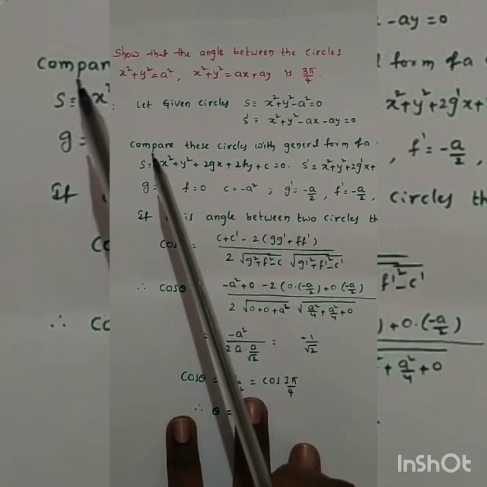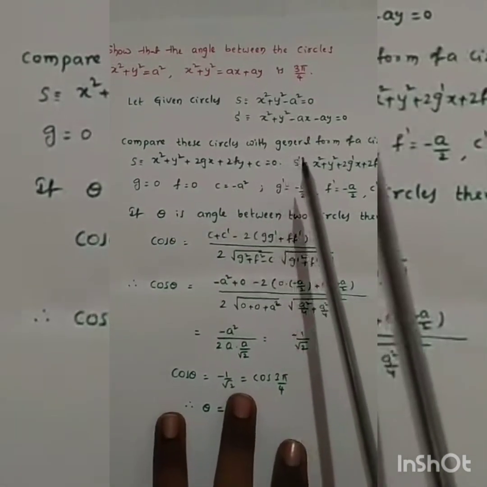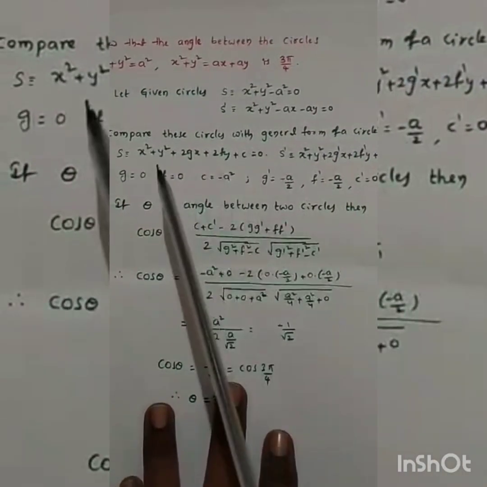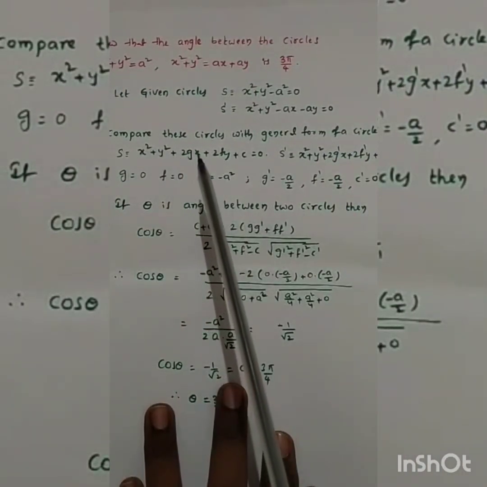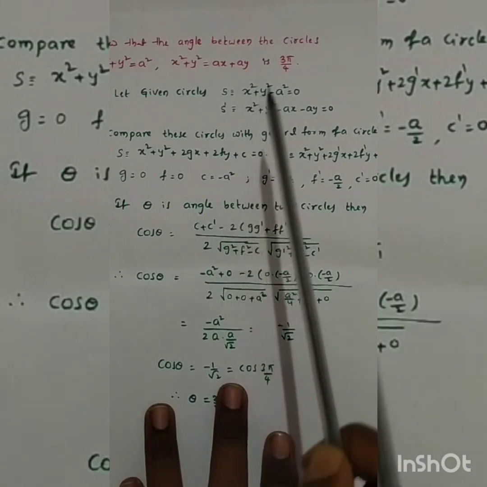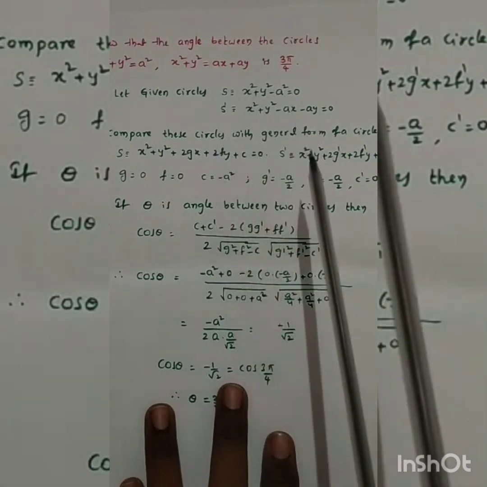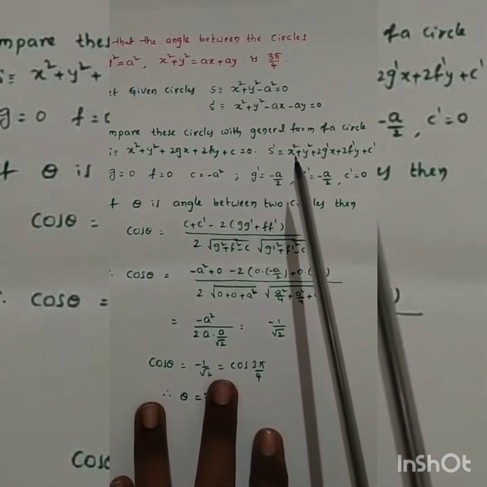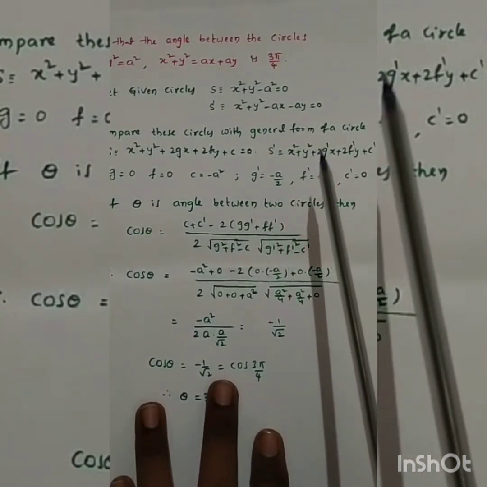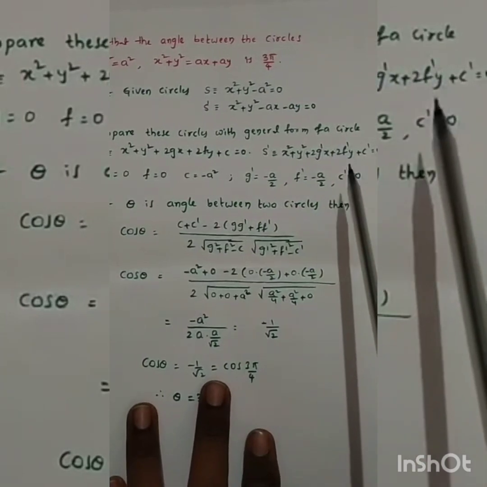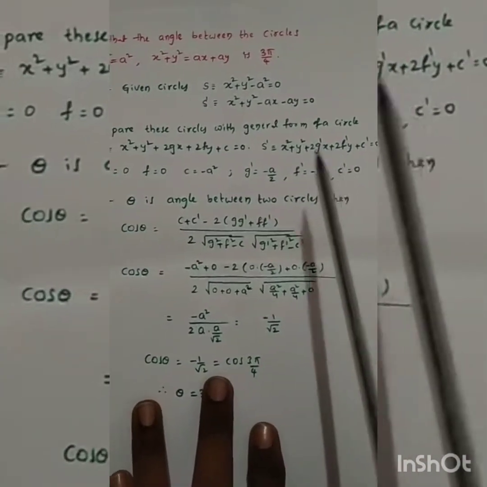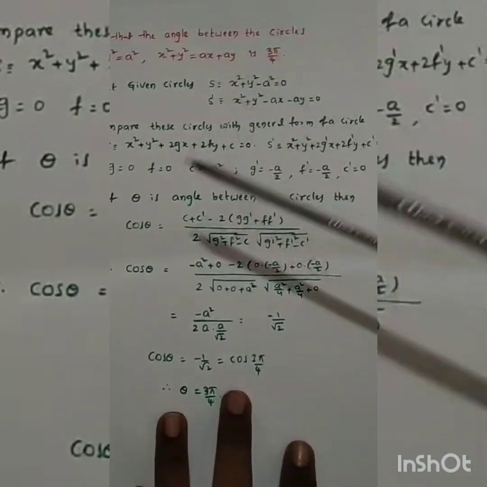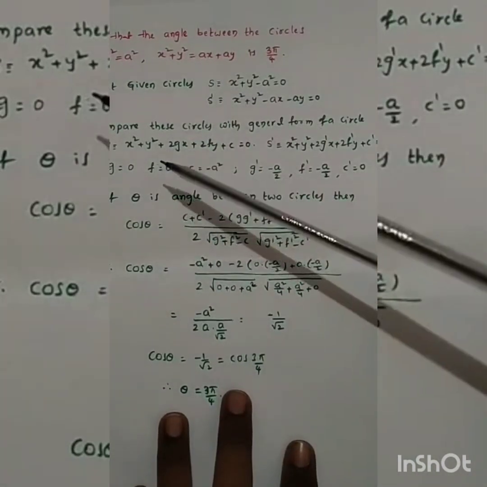Now compare these circles with the general form of a circle. The general form of the circle is x² + y² + 2gx + 2fy + c = 0. So for the first circle and second circle, we are comparing their general forms. I am writing the second circle's general form as x² + y² + 2g'x + 2f'y + c' = 0. So when you compare these two circles with their general form, see what you will get.